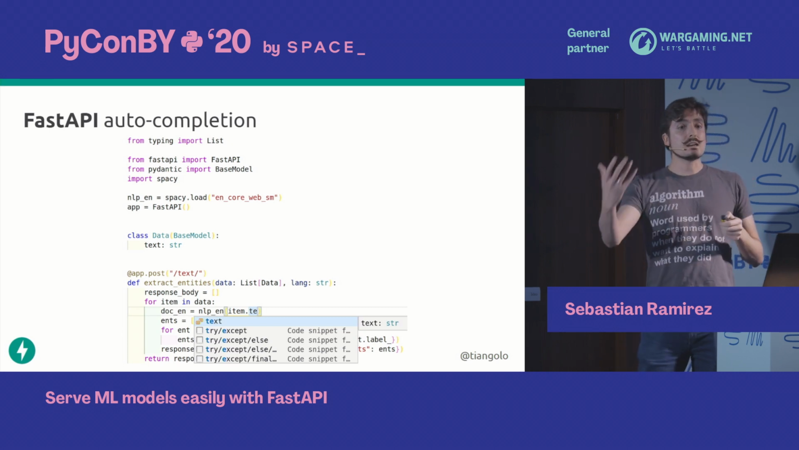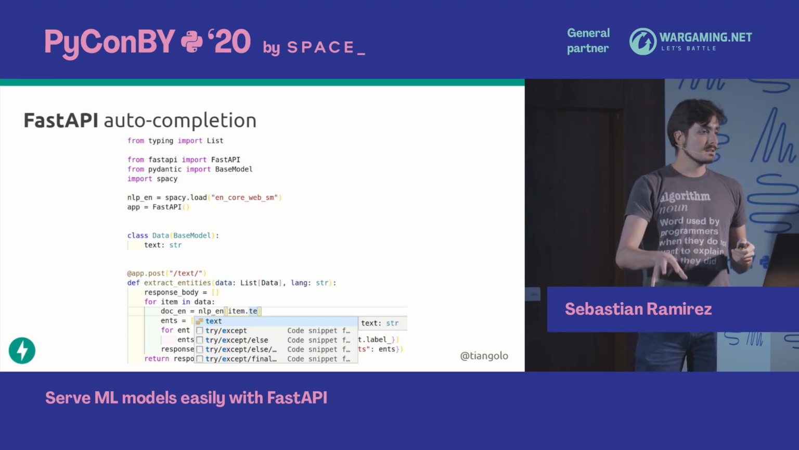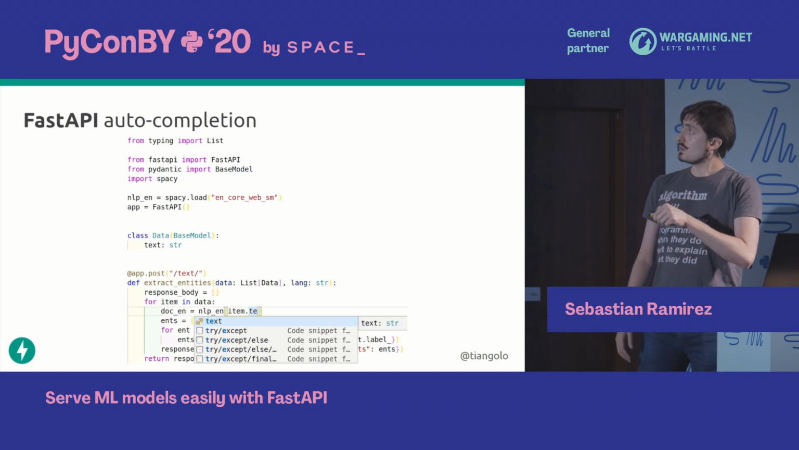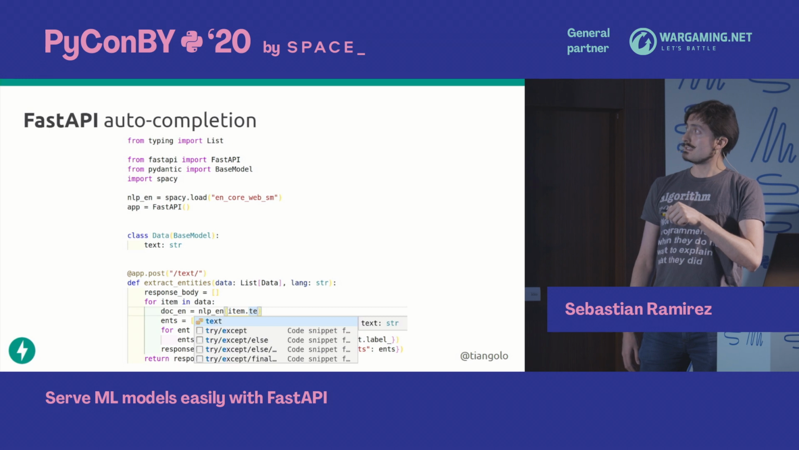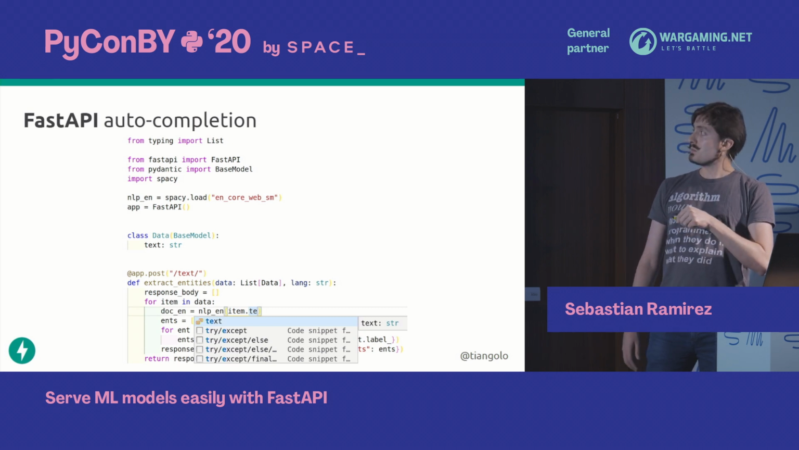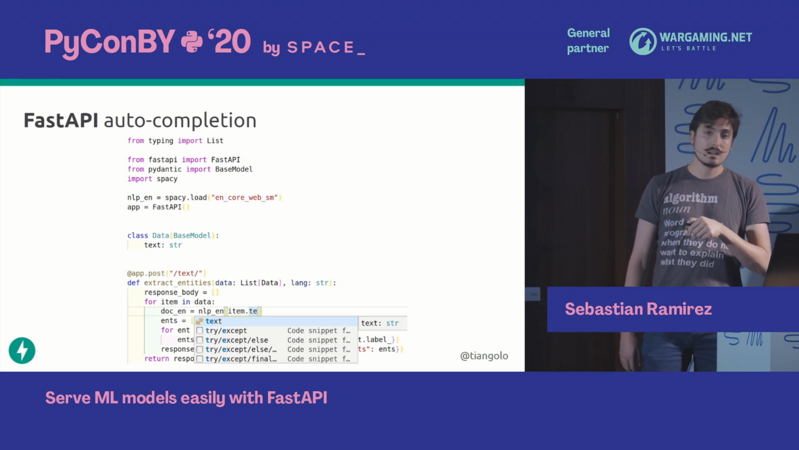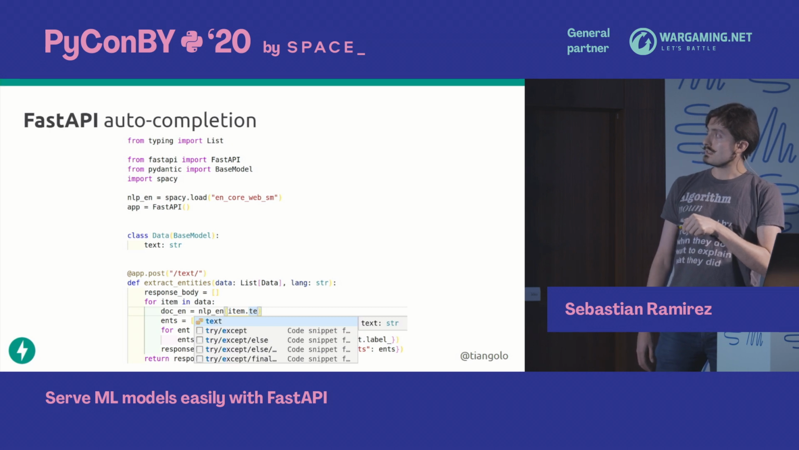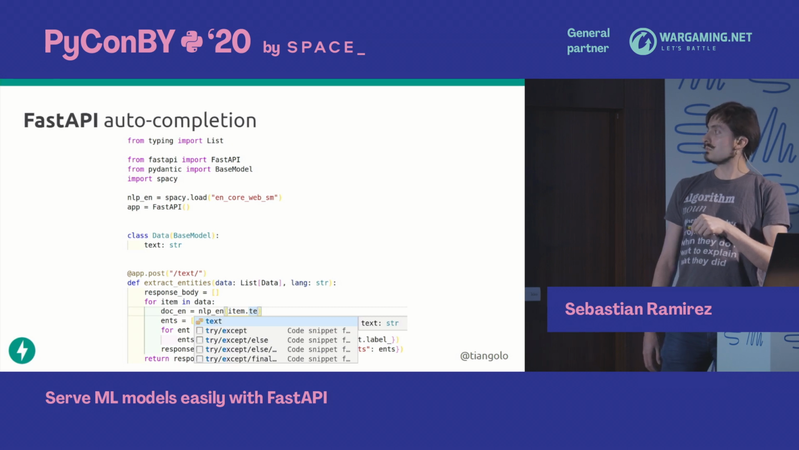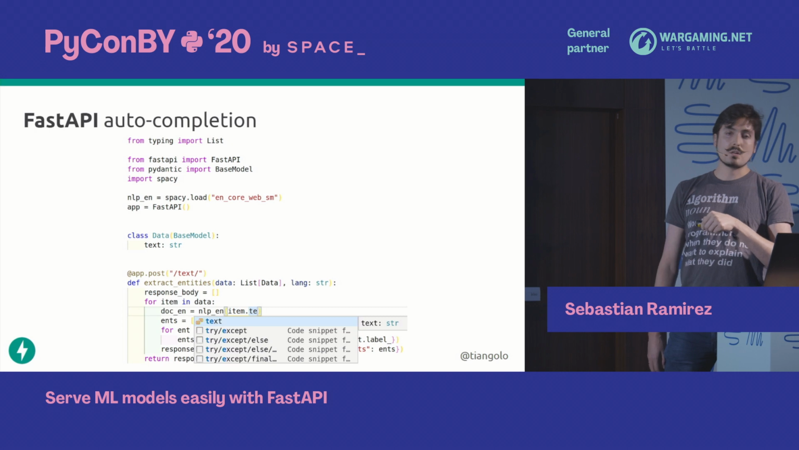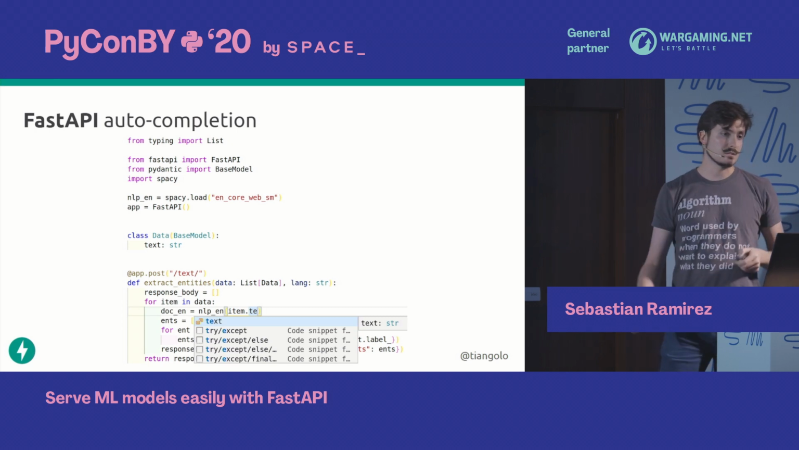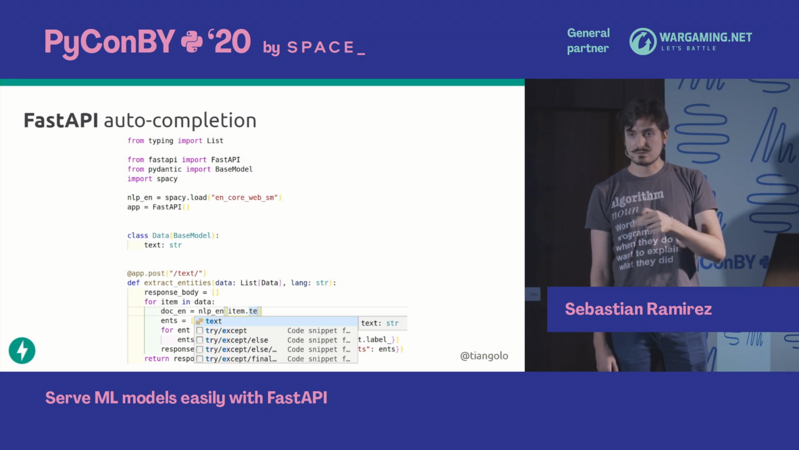Now, here are some of the other benefits that we get just because we are using standard Python type annotations. We declare that this is a class that has the text attribute. And we declare that the input data is a list of objects of this type, of the data class that we created. And then we iterate for each one of these items in data, this is a list. For each one of these items, we get automatic auto-completion with the attributes that we declared. So we know that it has a text attribute, and we know that this is of type string. So you could go item.text.uppercase or whatever, and you will get completion for all those things.